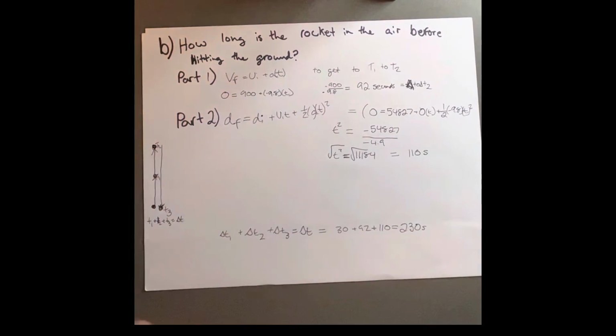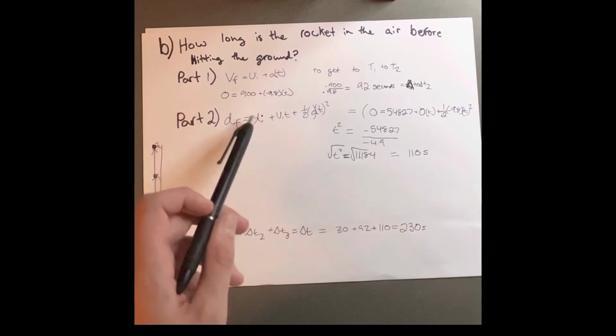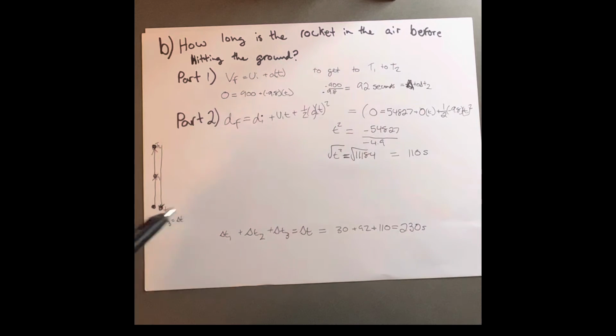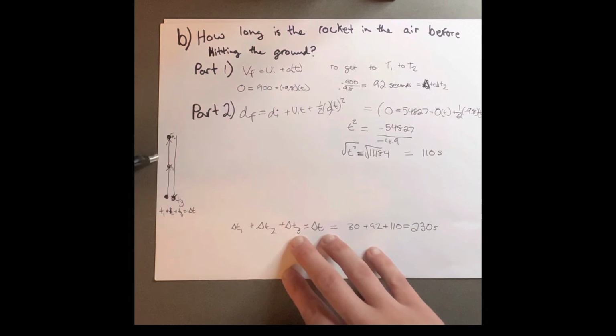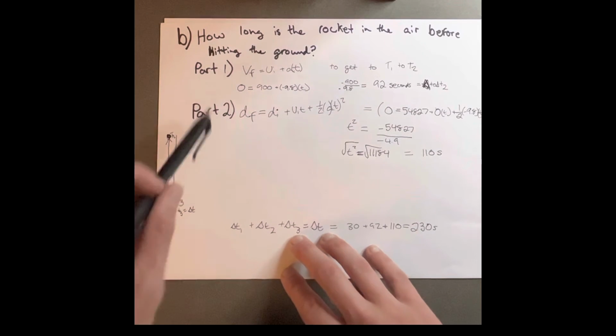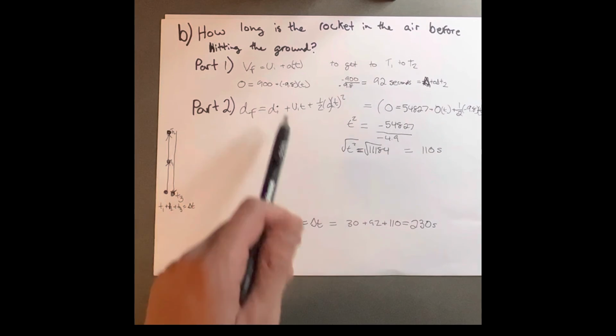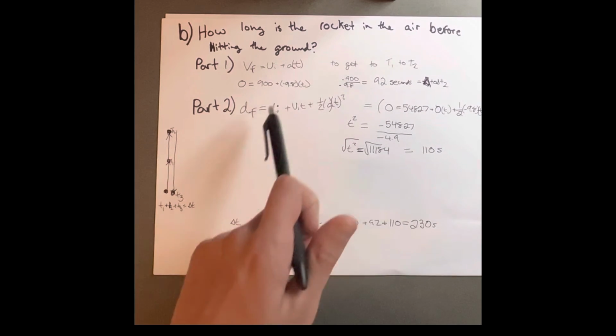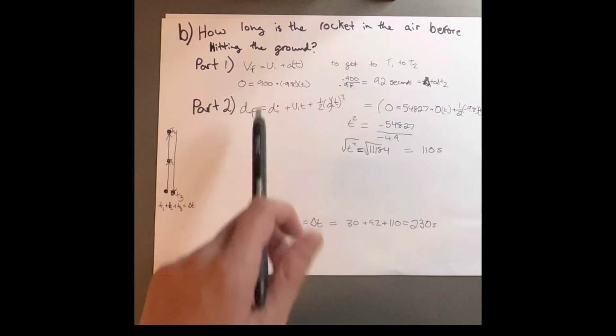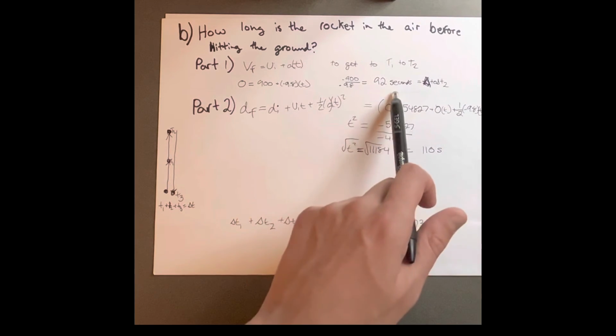So for part B, we want to know how long the rocket is in the air before hitting the ground, and first I wrote a little motion diagram here. We know that this is 30 seconds, but we have to find the time from when it gets negative acceleration to the peak, and then the time from the peak to when it hits the ground. To get from here to here, we're just going to use our initial velocity, which we got from the last problem, which was 900, plus our acceleration, which is negative 9.8, times t. We'll get that t is 92 seconds.